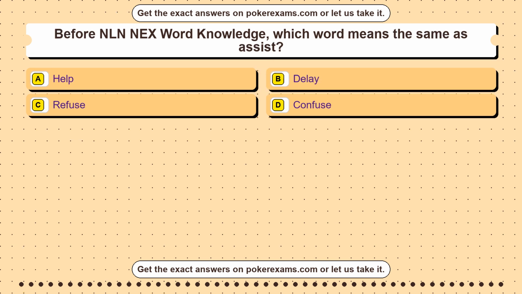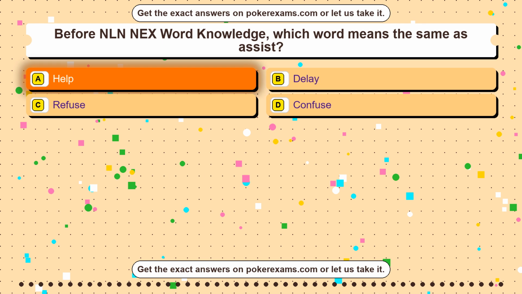Question 5. Before GED word problems practice, which value is the perimeter of a square with side 6? Option A, 12. Option B, 18. Option C, 24. Option D, 36. The correct answer is option A.